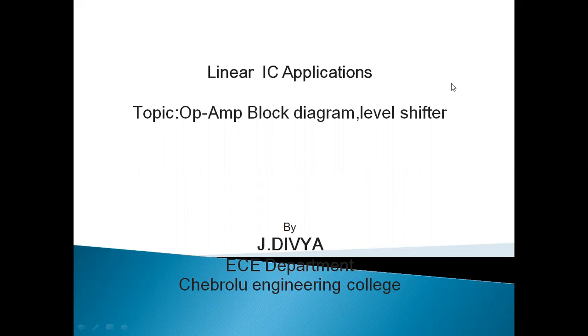Today I am going to explain about the topic of op-amp block diagram and level shifter. In previous sessions, we have already discussed an op-amp and the characteristics of an op-amp. Mainly, the op-amp is a linear IC which performs mathematical operations like addition, subtraction, multiplication, logarithmic operations, and so on. In this session, we are going to know about the block diagram of an op-amp, the function of each and every block of an op-amp, and what the level shift is.